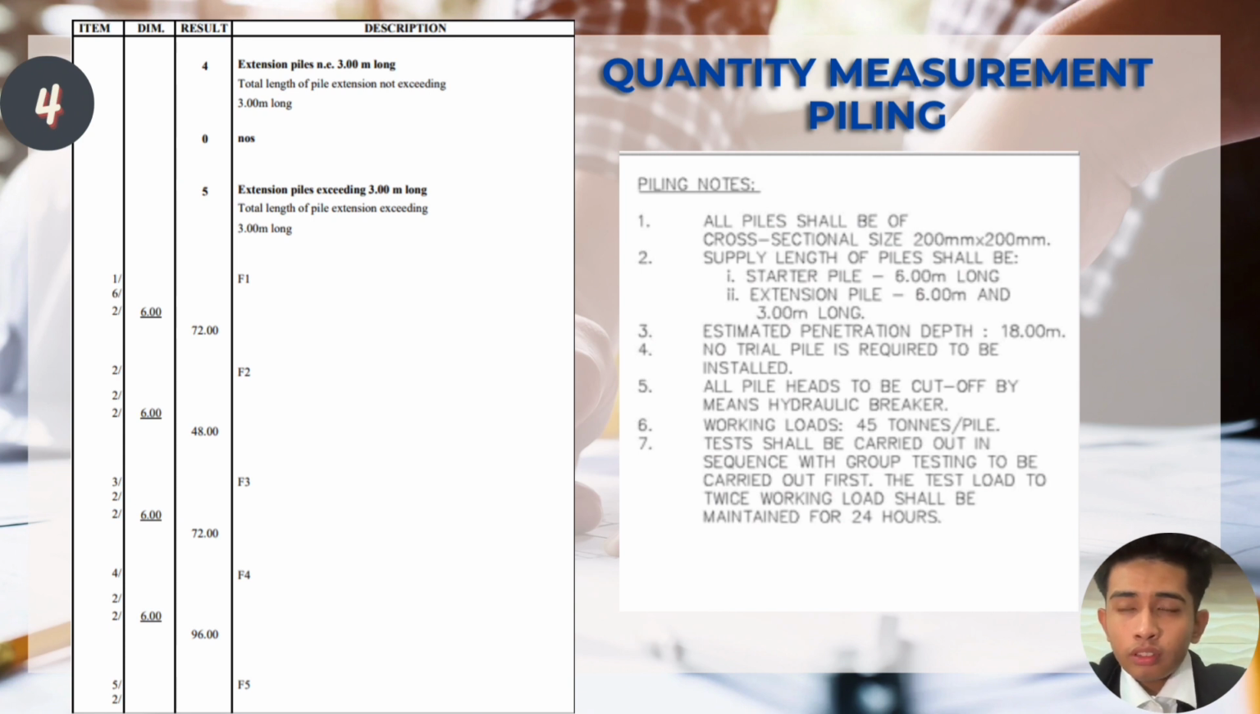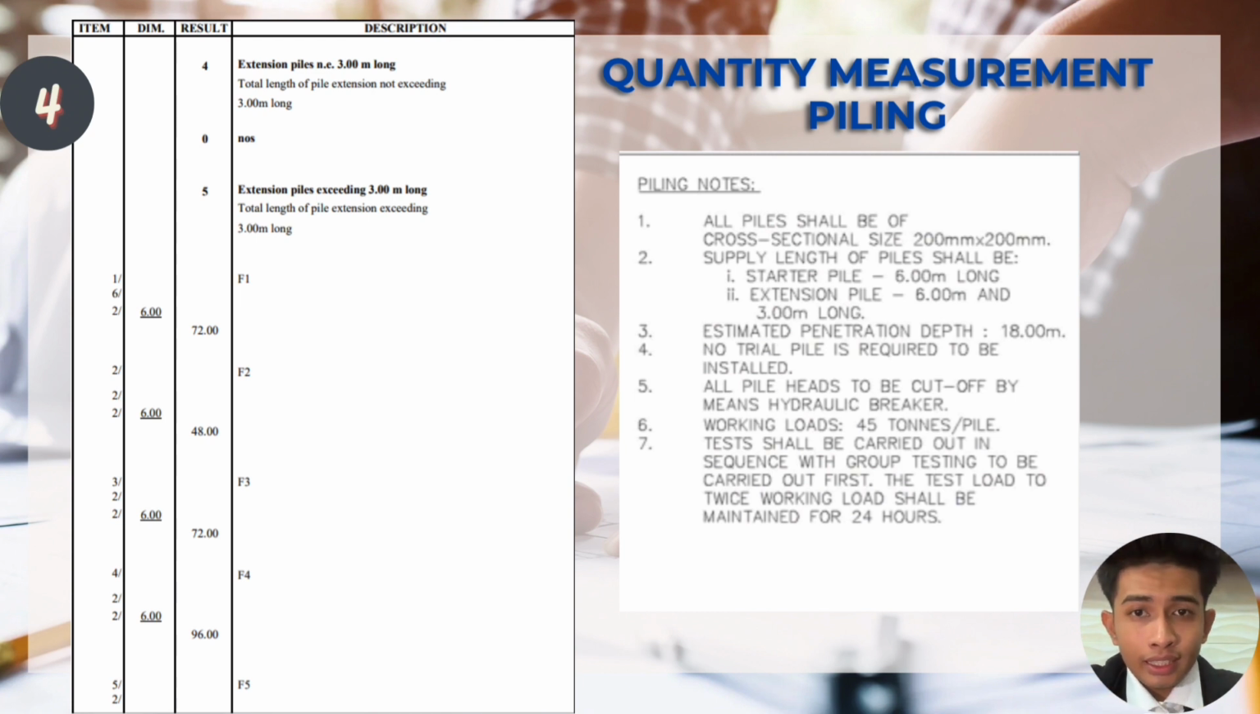So the first step is we will calculate the extension piles 3 meters long. However, we don't have this 3 meter length, but we have an extension pile exceeding 3 meters long, which is 6 meters. So as usual, for the first column, the 1 is our formwork number, 6 is our number of formwork, and the 2 is because, as mentioned in the third step, we have 2 types, which are 3 meters and 6 meters long. So we will multiply the first column and the second column.